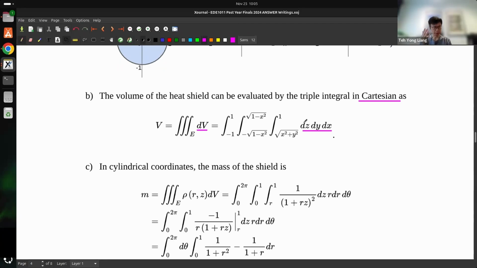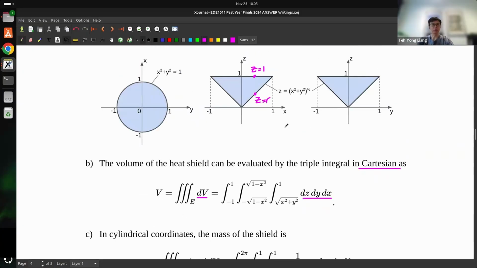Okay, if you write down a different integral, but with a different order, but it still gives you the same volume at the end, it's totally fine as well. So that means that the answer here may not be unique. It is not unique, but you must use Cartesian following the question.